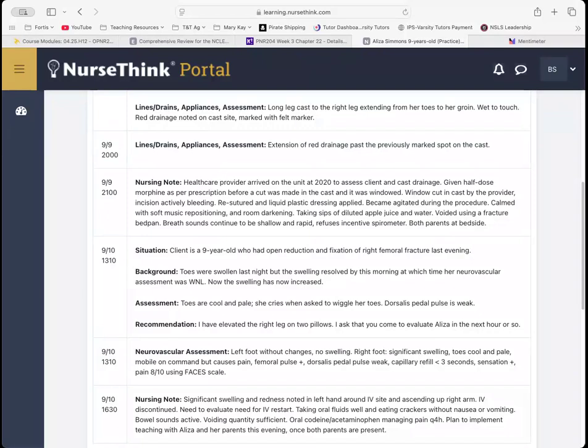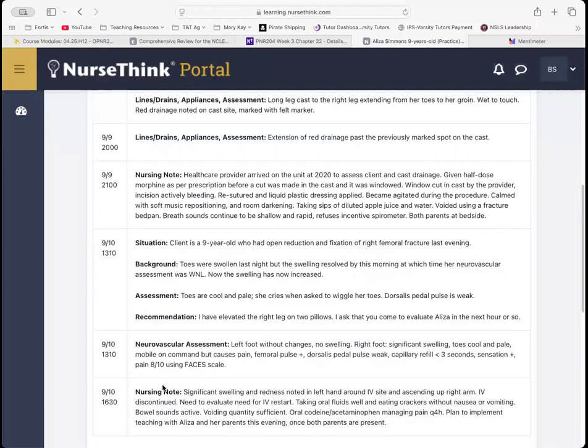What do we think is going on with this change in status? She could have third spacing. Yep. So we could be developing compartment syndrome here, which is going to be a big red flag for us. Why is compartment syndrome a problem? It's painful. Neurovascular. Yep. So we're cutting off circulation here with this compartment syndrome and this swelling.